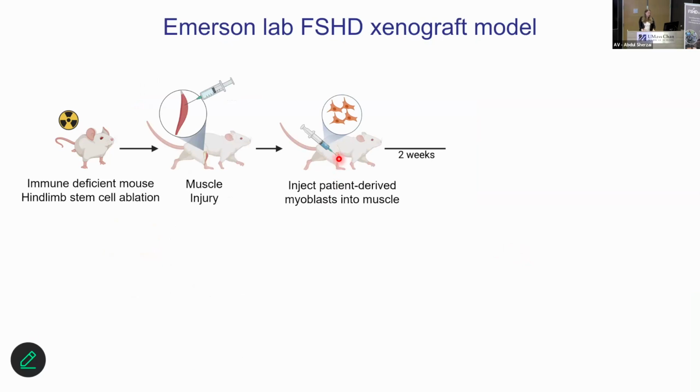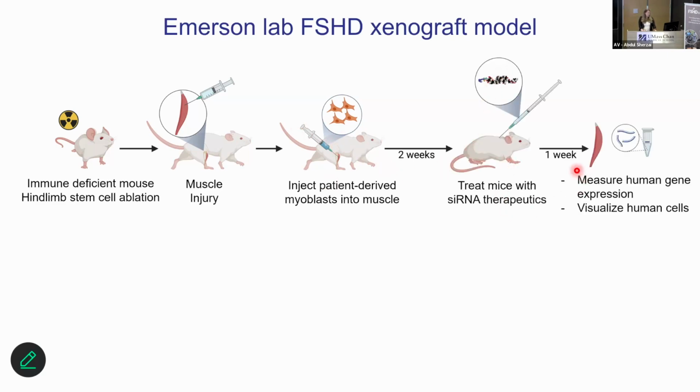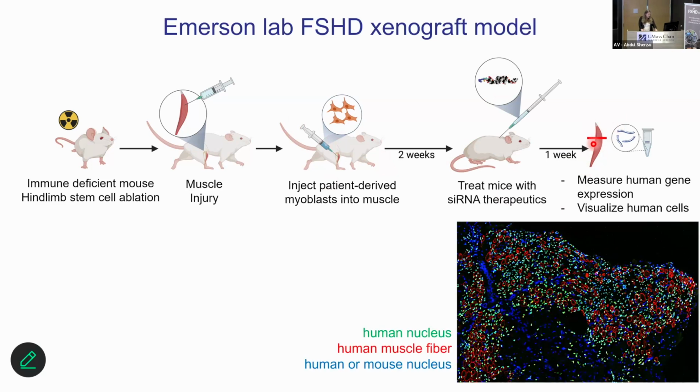We use the tibialis anterior muscle, which is right about there in the mouse. We inject these patient myoblasts into the leg of the mouse. Then over about 2 to 4 weeks, we treat the mouse with a therapeutic, and then we take out the muscle and we look to see how our therapeutic affected the human myoblasts in the mouse. Sorry, my slide's not working. So how does this look in the leg of a mouse?